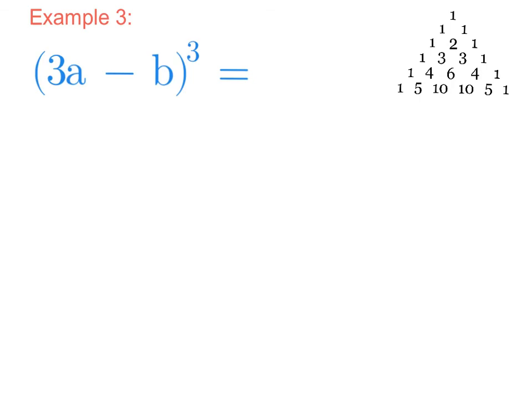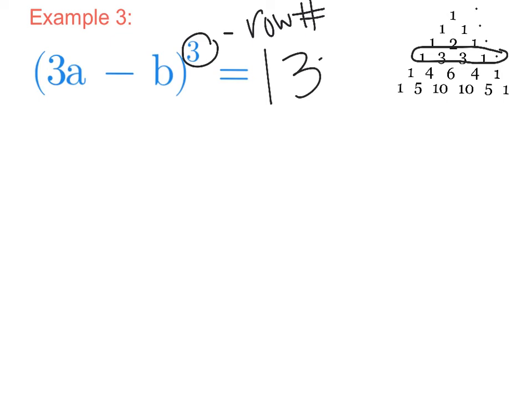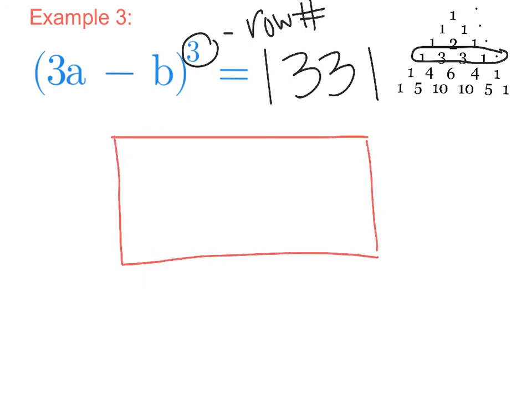Alright, so our last example, we have 3a minus b to the 3rd power. The 3 represents our row number, so we need to go over here to our Pascal's triangle. We have row 0, row 1, 2, 3. So we're looking at 1, 3, 3, 1. This one we actually have 2 variables, but again, nothing different. I'm going to use the chart method. I just think it keeps things organized for you when you're doing this. It's just a preference. So 1, 3, 3, 1.